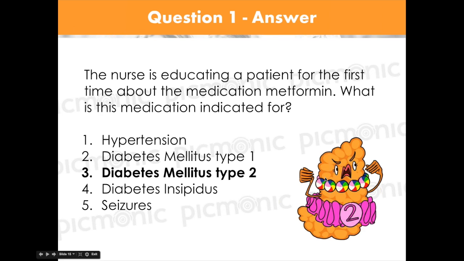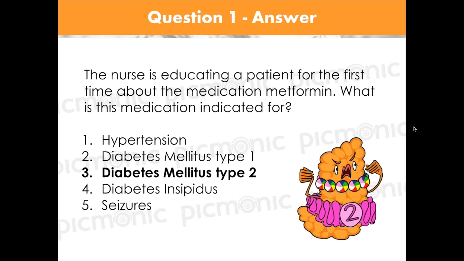So for diabetes, we always use a dyed bead pancreas wearing a tutu for diabetes type 2, diabetes mellitus type 2. That's how you should think about it. Now, if you didn't get that question right away, then what you should say is, okay, why did I not get this right?